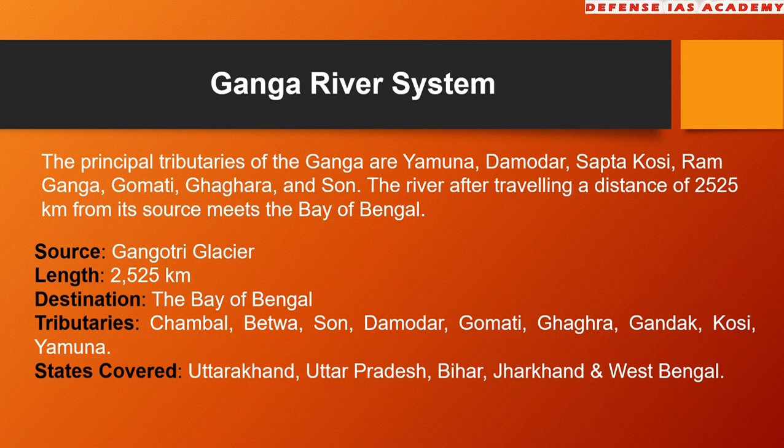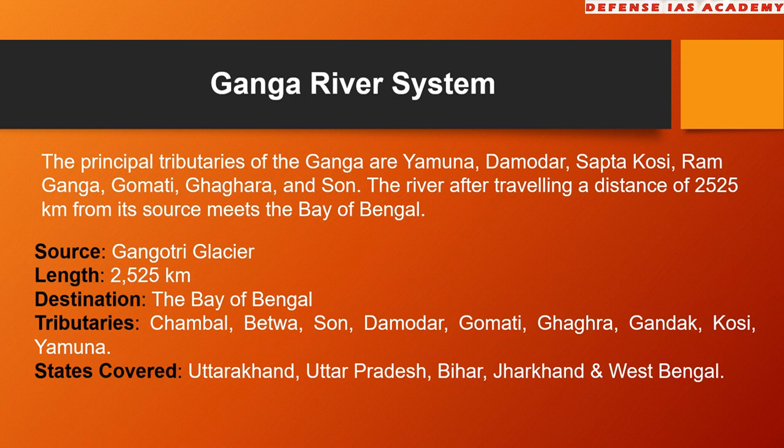Next, the principal tributaries of Ganga are Yamuna, Damodar, Sapta Kosi, Ram Ganga, Gomati, Ghaghra, and Sun. The river, after traveling a distance of 2525 kilometers, meets the Bay of Bengal.